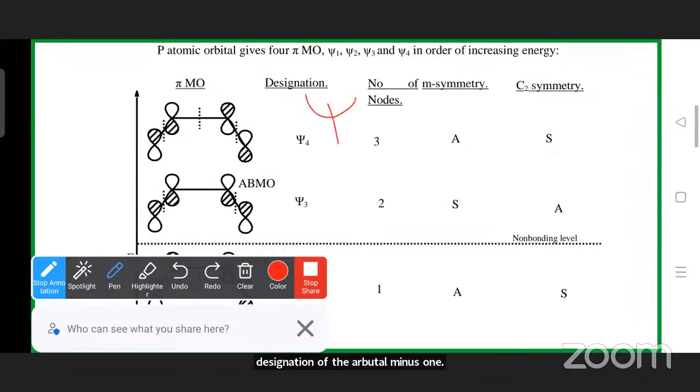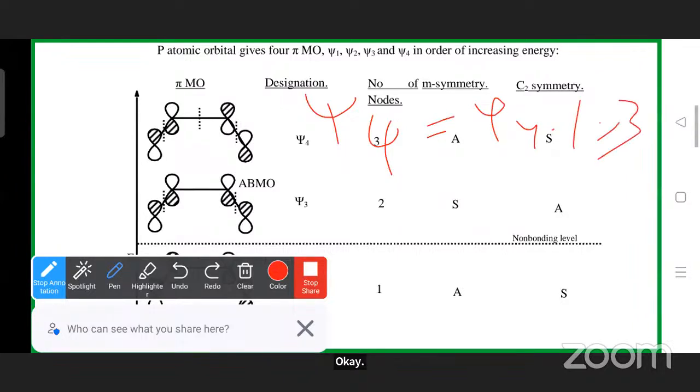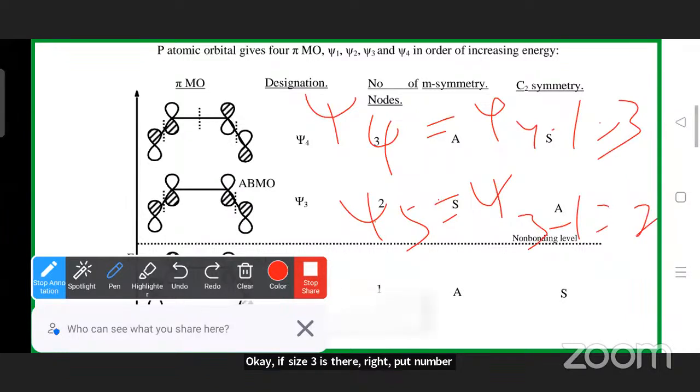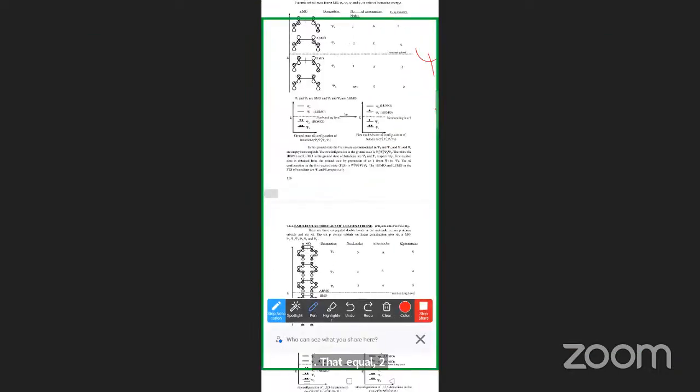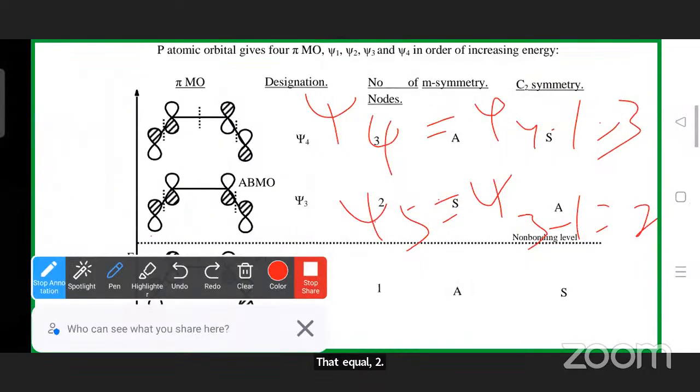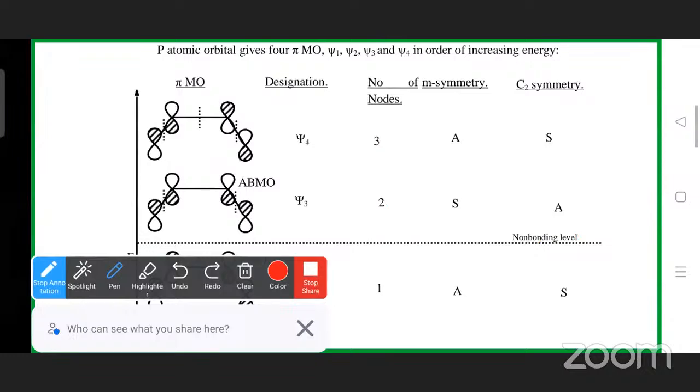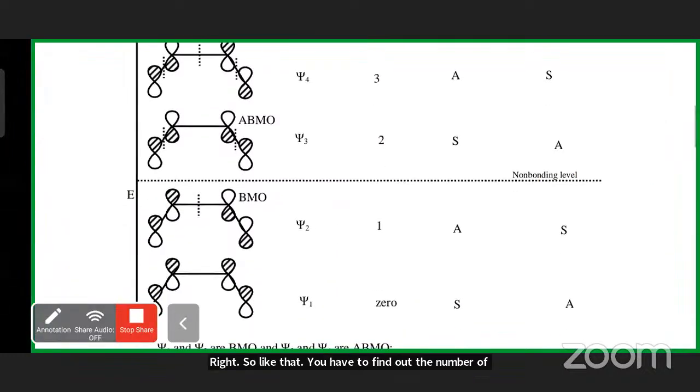To calculate the number of nodes, it is the designation of the orbital minus 1. For example, if psi 4 is there, the number of nodes equals psi 4 minus 1, that is equal to 3. If psi 3 is there, the number of nodes equals psi 3 minus 1, that is equal to 2. Like that, you have to find out the number of nodes.